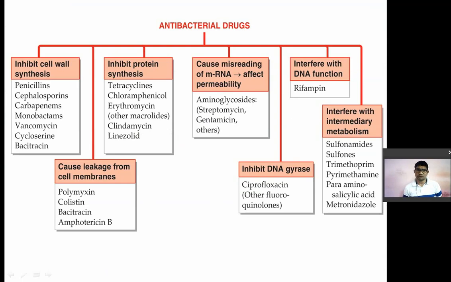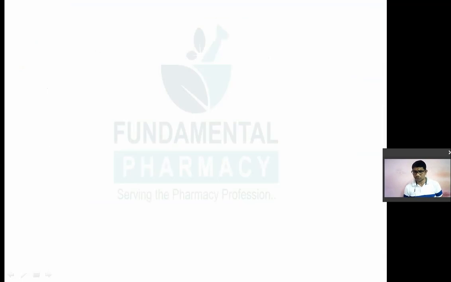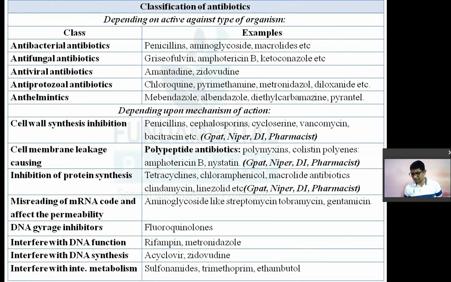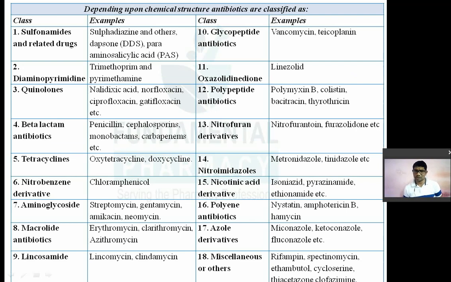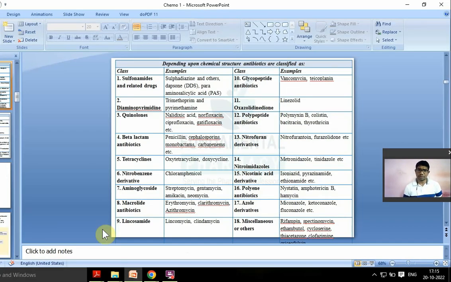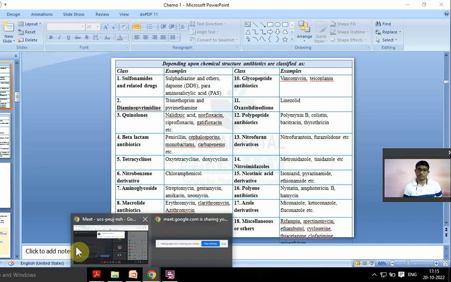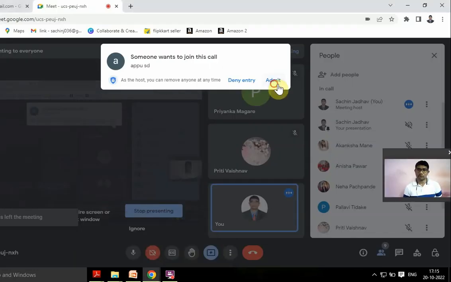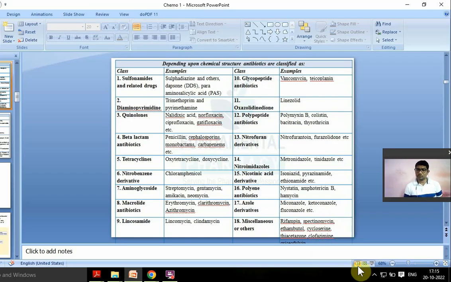We have seen these points. We have seen the classification also. There are different ways to classify the antibacterial drugs. We have seen that, and today we are going to see about the sulfa drugs, sulfonamides, and quinolone antibiotics. We have seen different classification depending upon the chemical structure, depending upon the therapeutic uses, depending upon the spectrum of activity, depending upon the clinical classifications. There are different ways to classify the antibiotics.